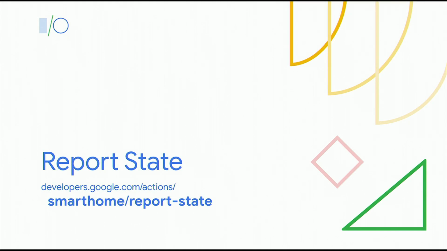And there. Great. And now let's talk a little bit about report state. Report state, as we mentioned, is when you proactively send the state of your devices to Google. So every time a user switches on a light, you send this API to Google, letting us know that that light is turned on. If the user changes the thermostat, you send that state.